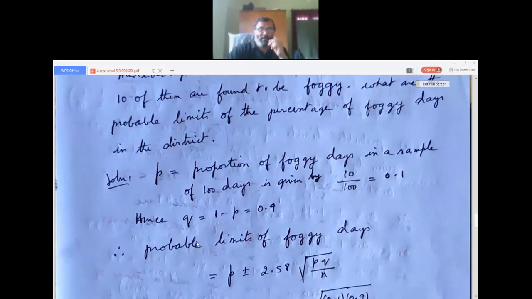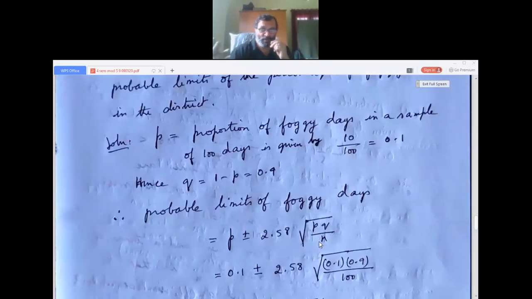So probable limits of foggy days. This probable limits formula is there: P plus or minus 2.58 square root of PQ by N. I've already used the probable limit formula in the first question today, might be question number 7 or 8. See the notes I had given, that is there to find the probable limits. The formula is P plus or minus 2.58 square root of PQ by N.